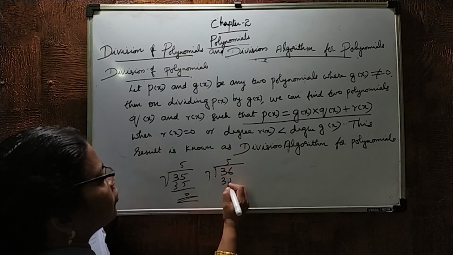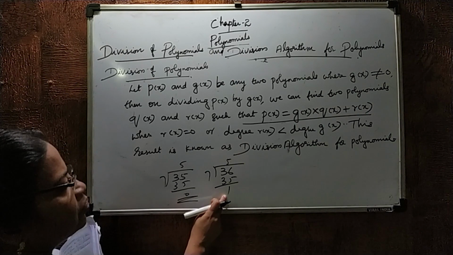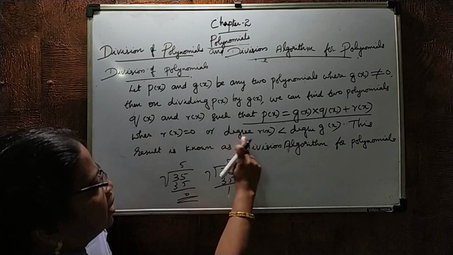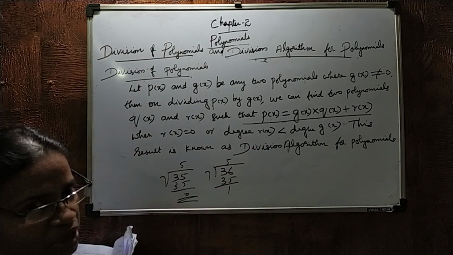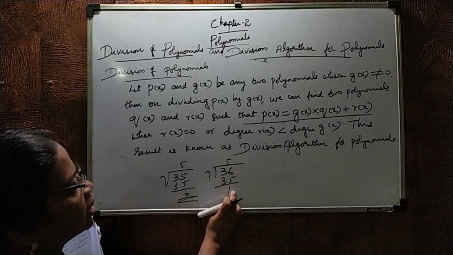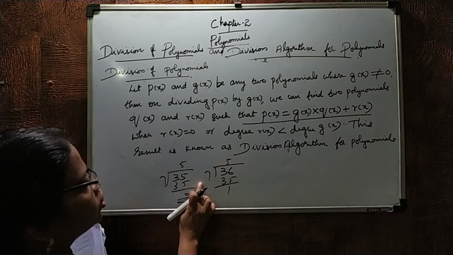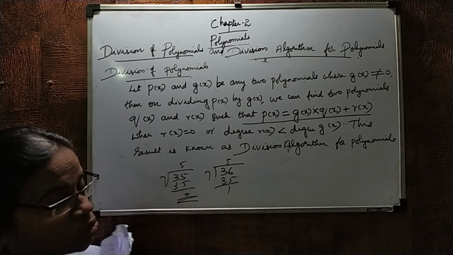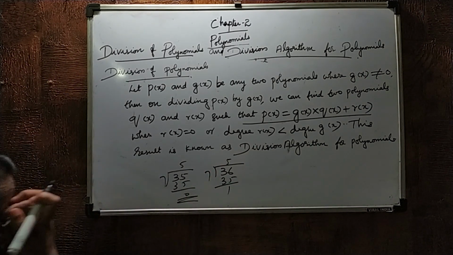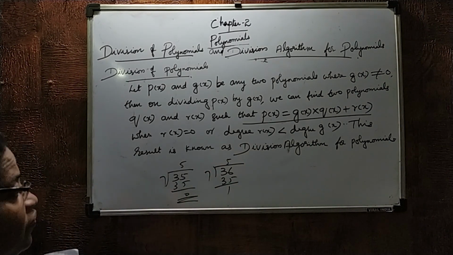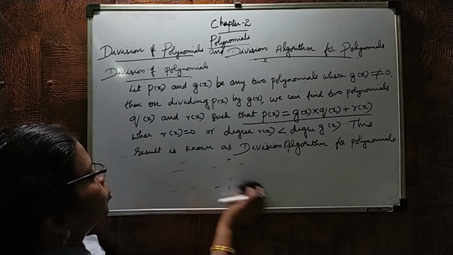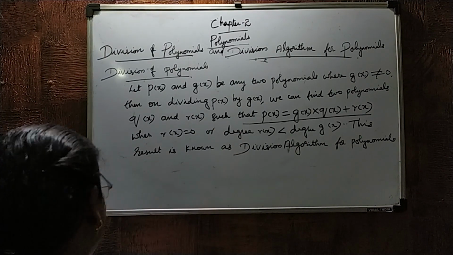7 5s are 35. You got this one. That means the remainder is r of x. Here there is no degree, but the number is there. This number is less than the degree of g of x, meaning the divisor degree should always be greater. We have to stop there. The same way, in the polynomials also we will do. So just do the first problem now.